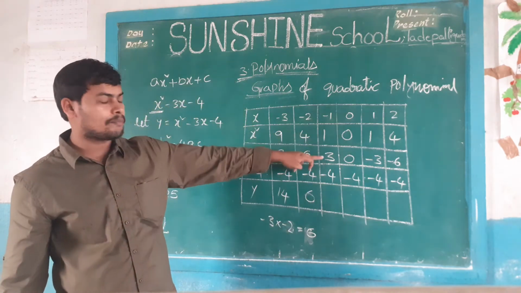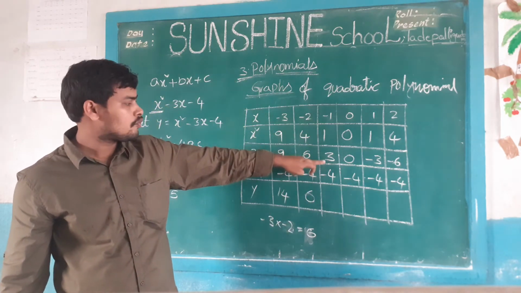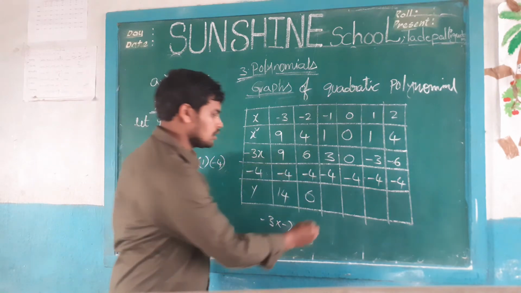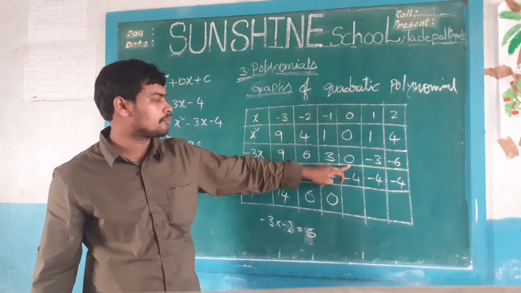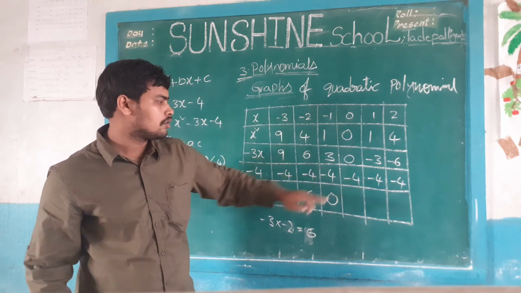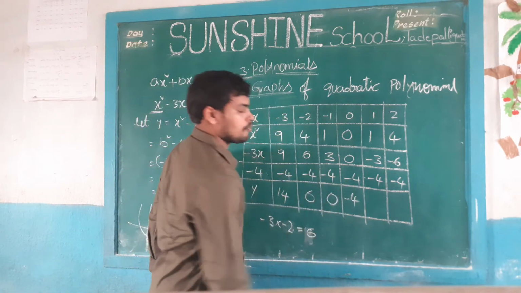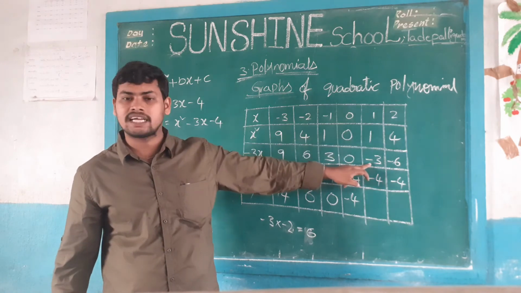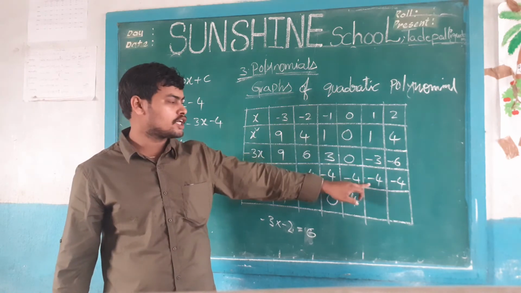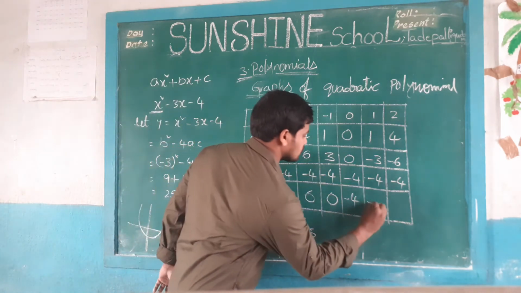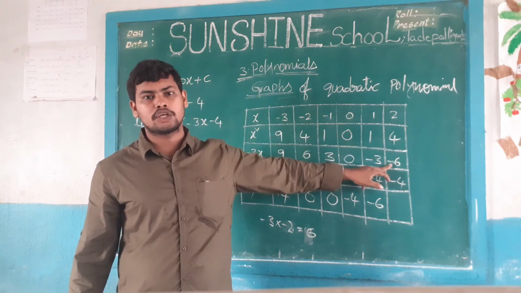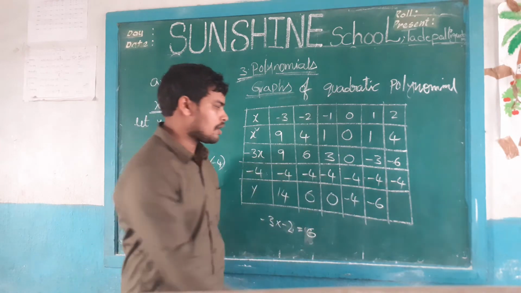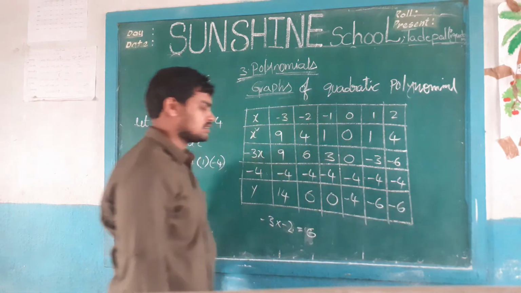Next, 1 plus 3, 4. 4 minus 4, 0. 0 plus 0, 0. 0 minus 4, minus 4. 1 minus 3, minus 2. Minus 2 minus 4, minus 6. 4 minus 6, minus 2. Minus 2 minus 4, minus 6.